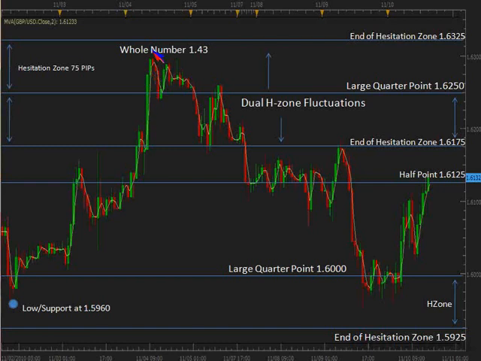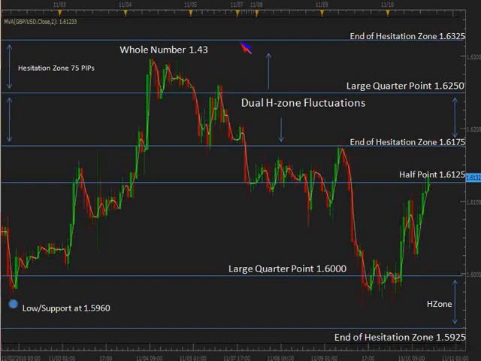Prices enter the hesitation zone above $1.6250, pull back, break below the large quarter point $1.6250, enter the other hesitation zone below that large quarter point, move back to it, break above it a little bit, enter the other hesitation zone, and that's an indication also that we don't have a very decisive type of trend development here. One of these hesitation zones will have to be broken.